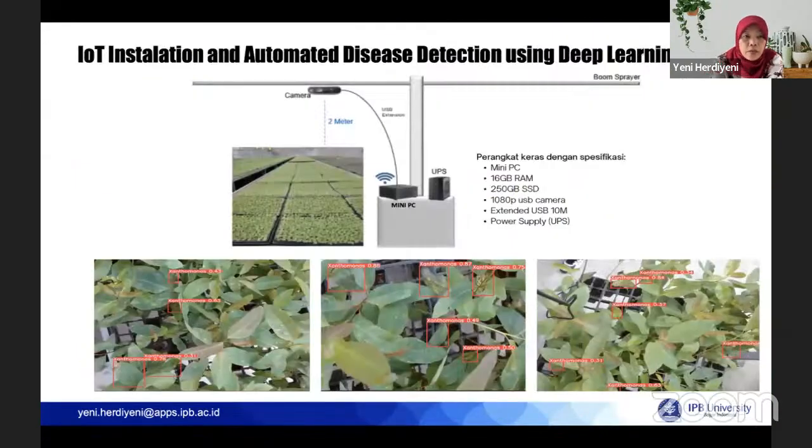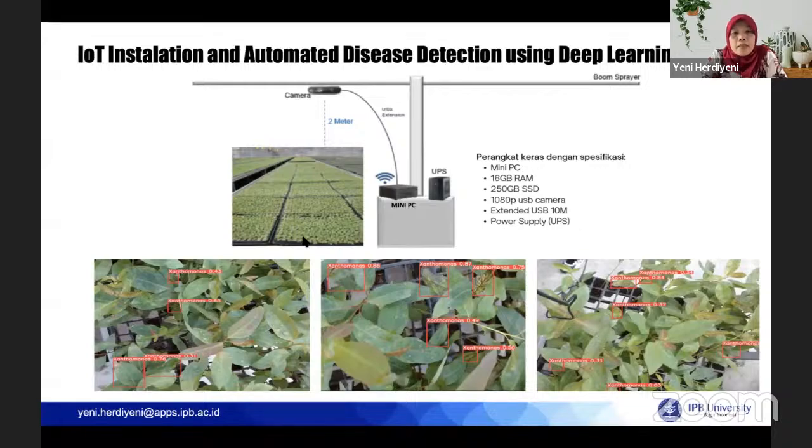In this research, we also provide the IoT. We install the IoT in the nursery. We have a camera, and we put the camera on the boom sprayer in the nursery. We also provide the PC and UPS to connect with our computers. And these are examples of the model that we built by using machine learning.